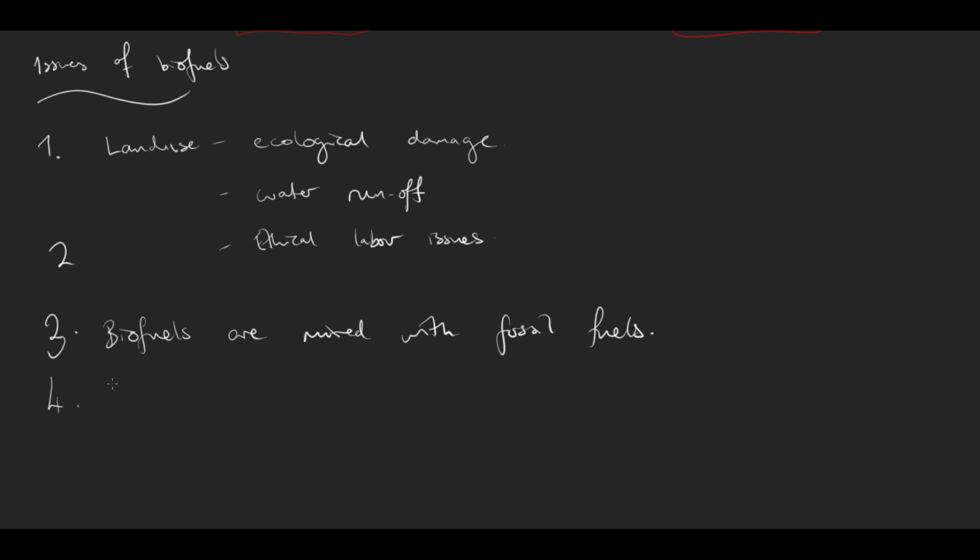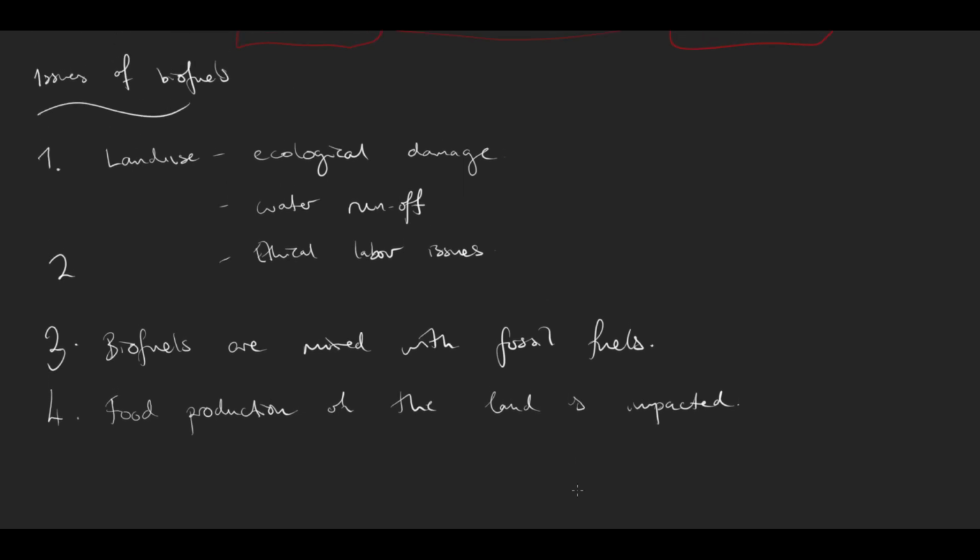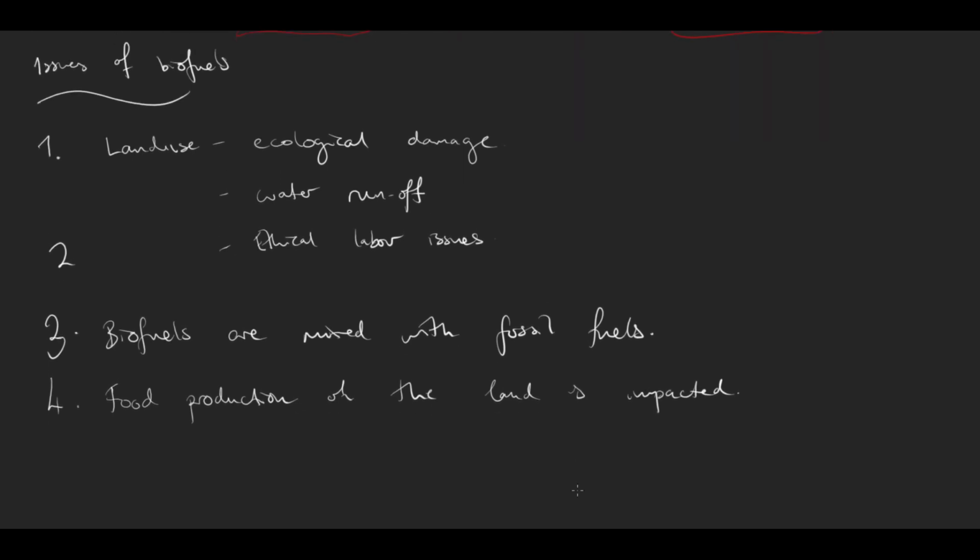Another issue is that the food production on the land is impacted. So we can't use the land that's being used to grow that sugarcane for food growth anymore. So a whole host of issues with biofuels. So on the face of it, they might seem like a really good solution to the fossil fuel energy crisis. There are actually a whole host of problems with them.